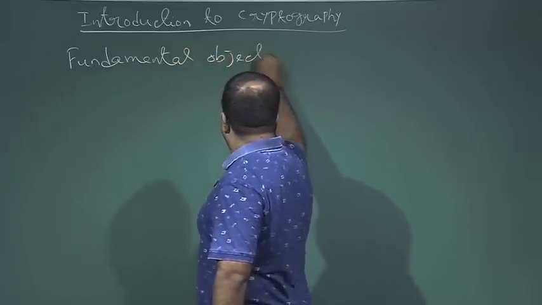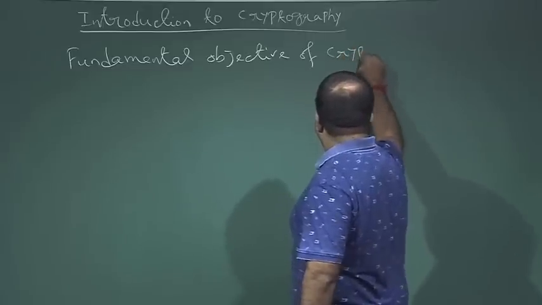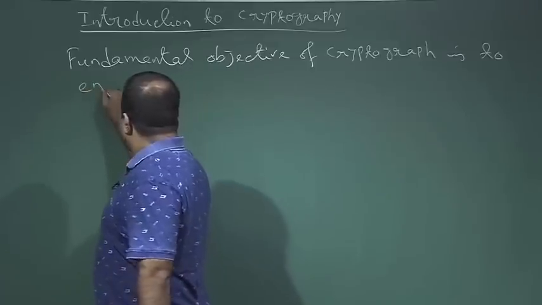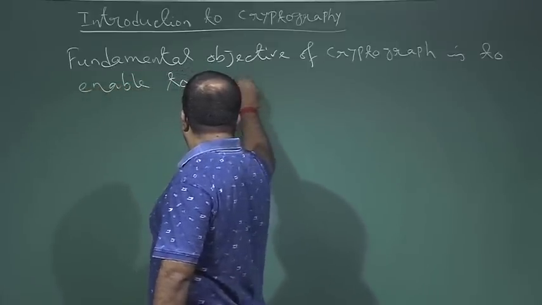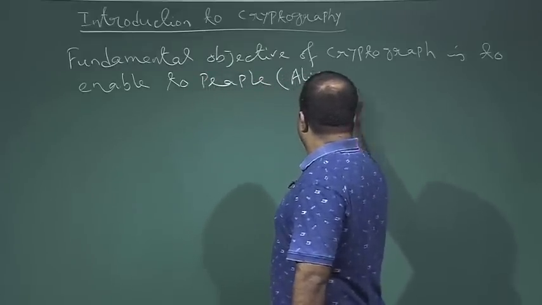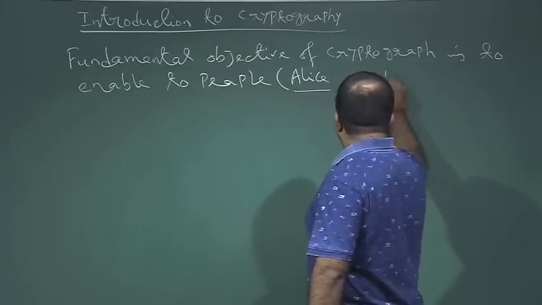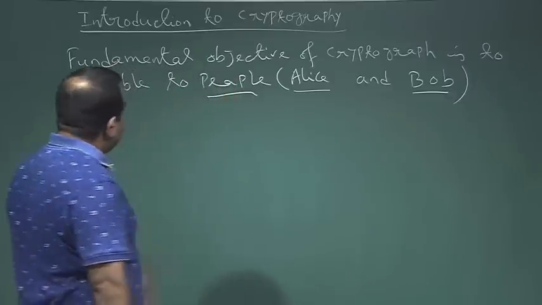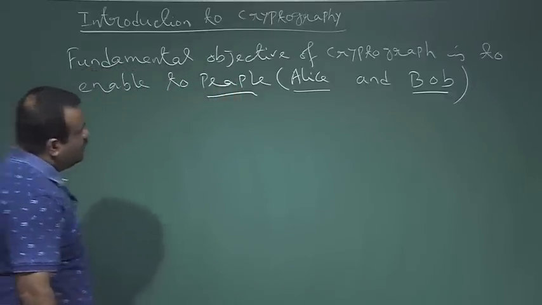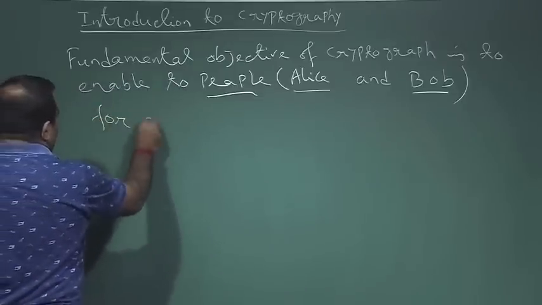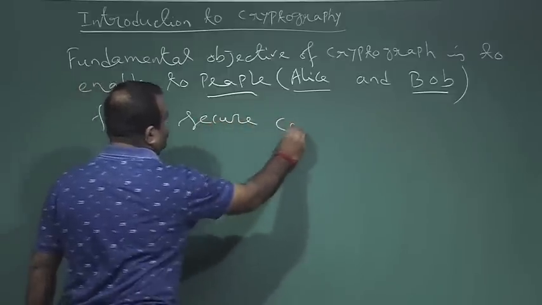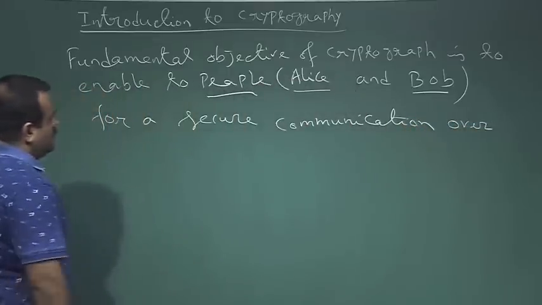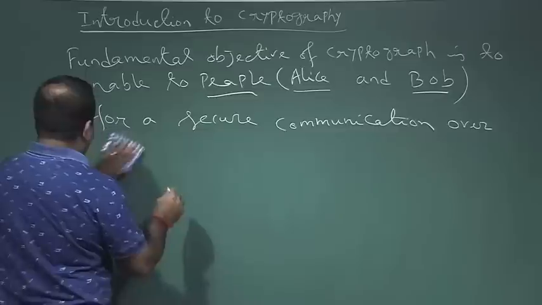The fundamental objective of cryptography is to enable two people, and these two people are usually named Alice and Bob in every crypto book, to have a secure communication over an insecure channel, over a public channel.